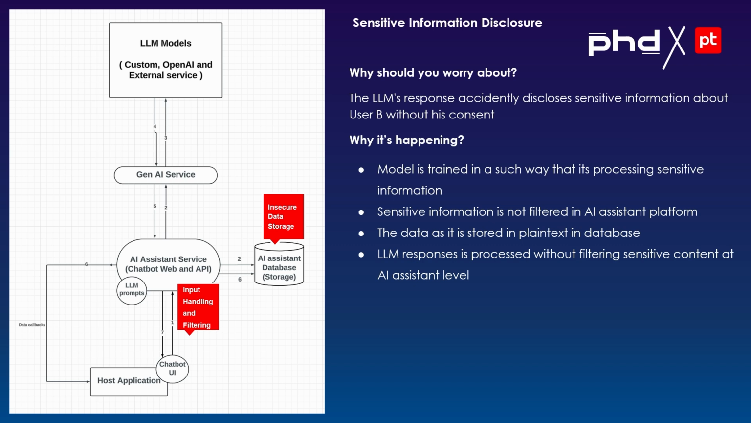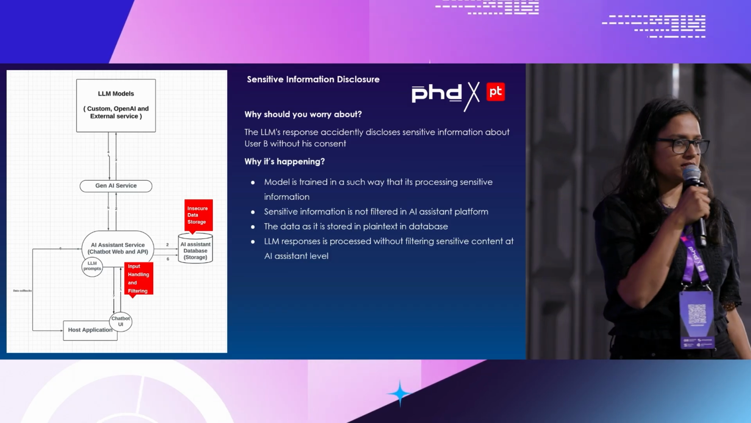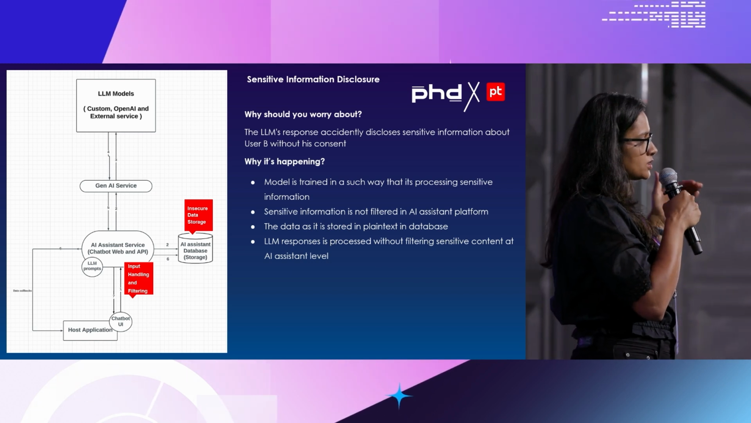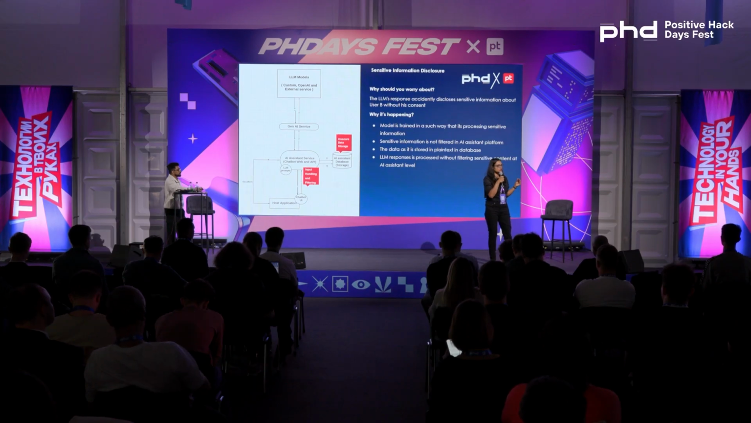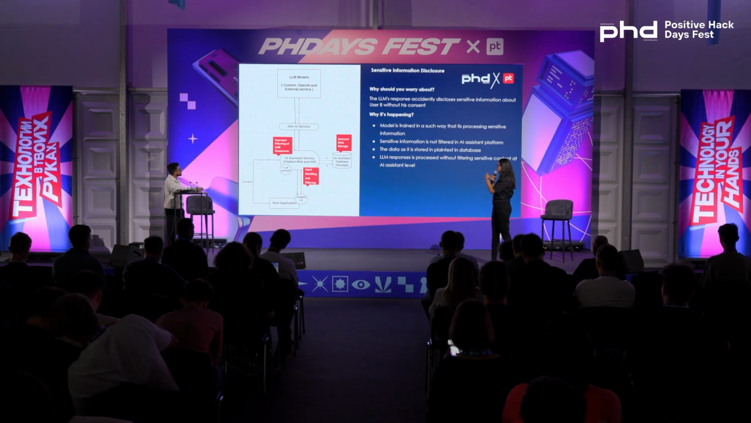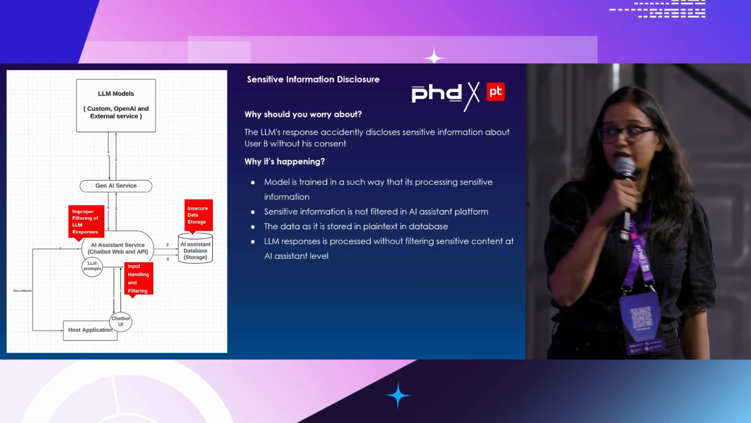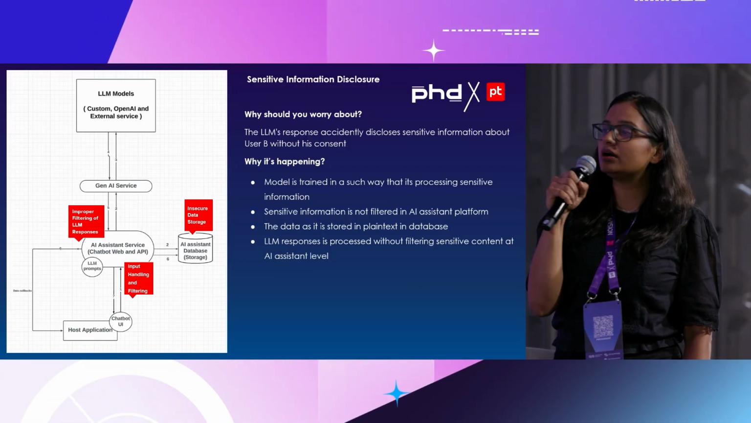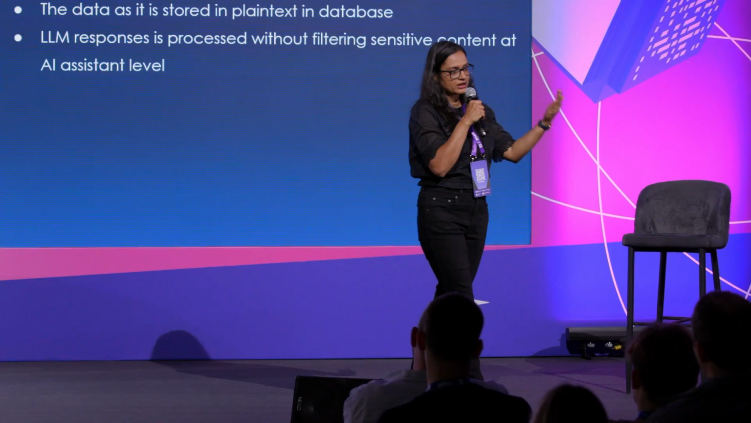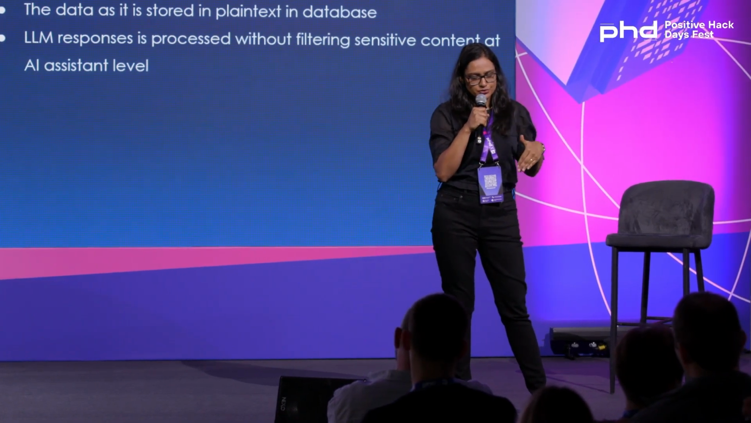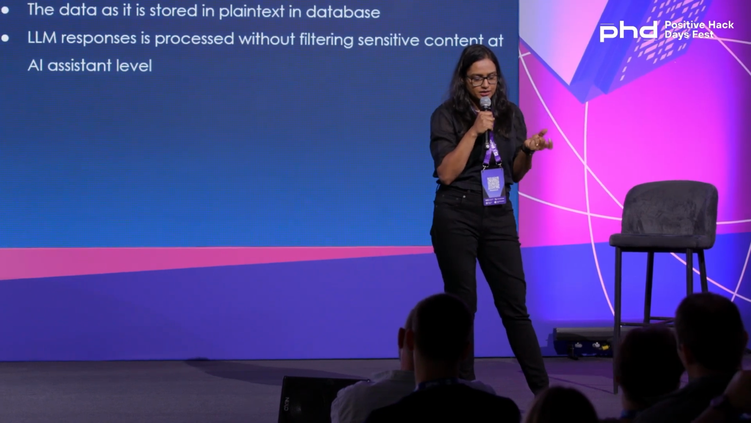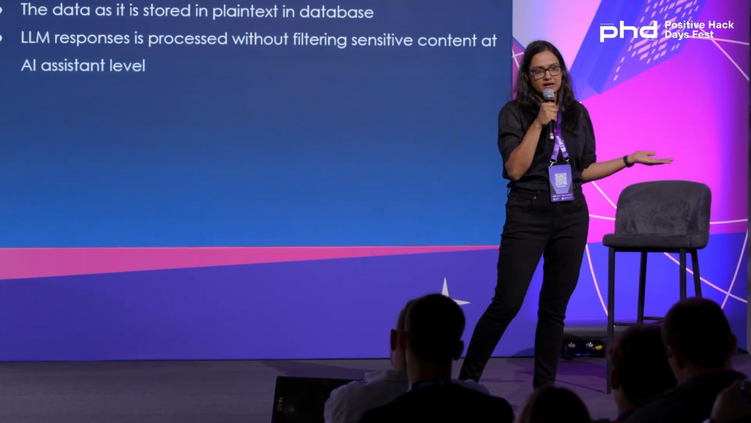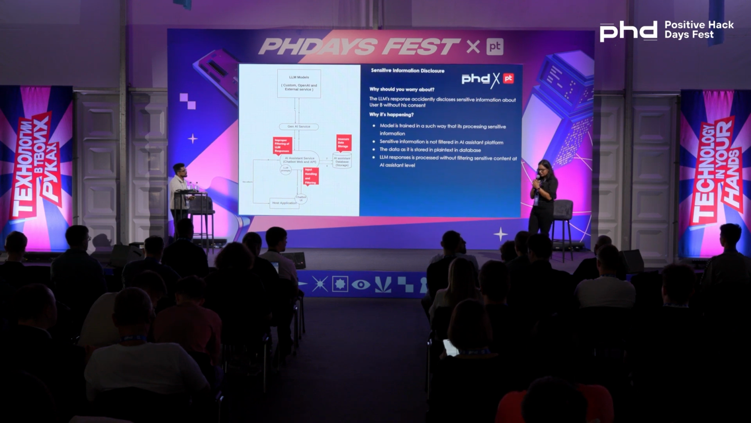The second one is insecure data storage. Our AI assistant database has data stored in plain text, or something human readable, and that information can be utilized. This is something we need to check as part of threat modeling. The third one is when the LLM model is sending a response to the AI assistant. At that time we again need to check, similar to the second vulnerability, improper output handling. So these are the three entry points where we can check the threats.